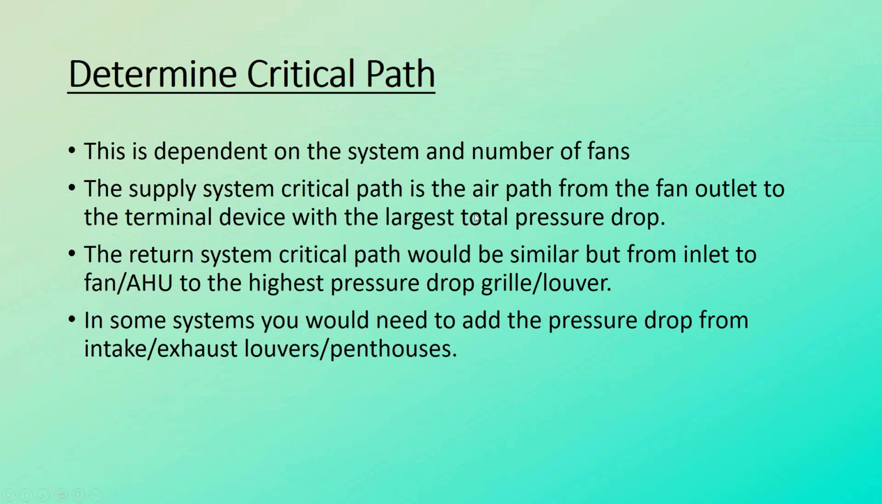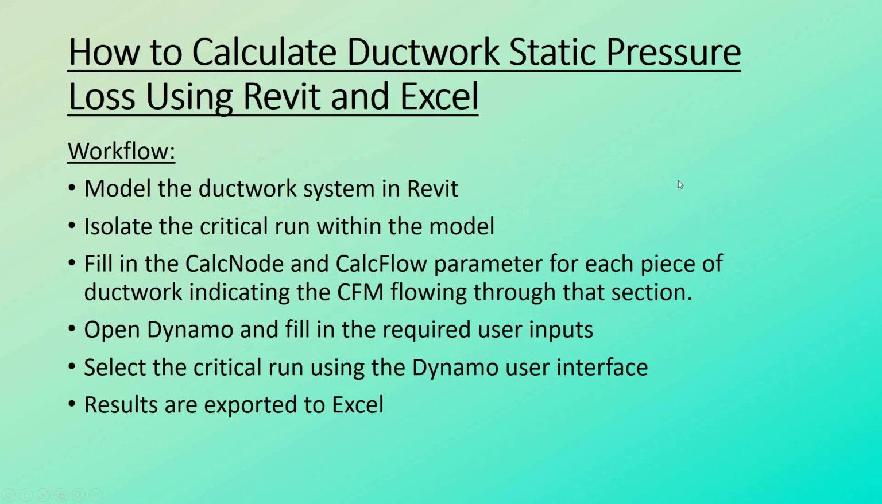All right, so the first thing we're going to do is determine the critical path. Sometimes you might have to do more than one critical path just to make sure that you're correct. It depends on the system. It's just going to be the path of air that's going to give you the highest pressure drop overall. And don't forget, in some cases, you have to take into account pressure drop from intake ductwork to intake louvers, penthouses, and the same with exhaust, louvers and penthouses.